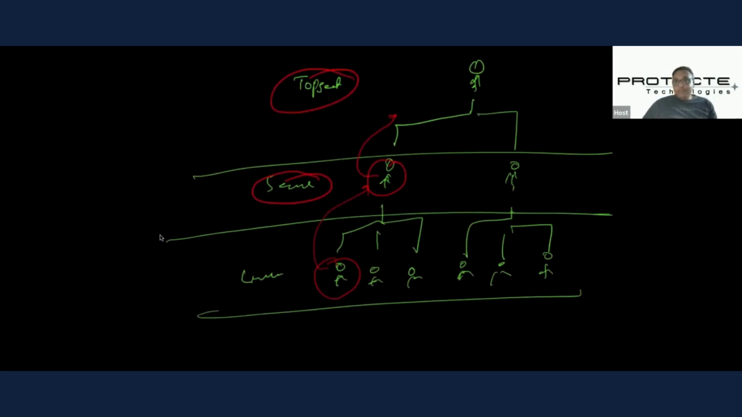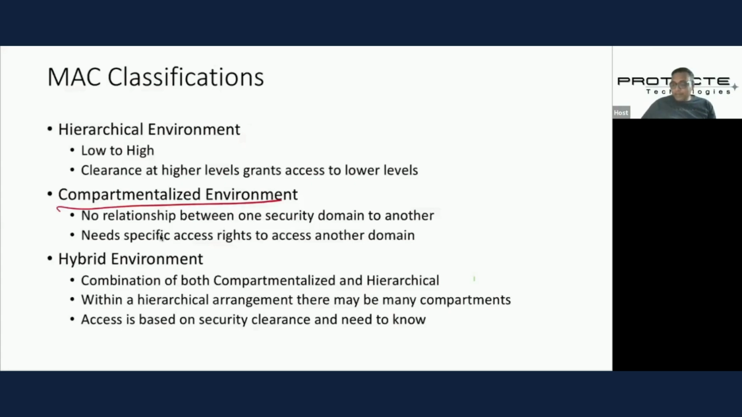Generally, in armed forces, we follow this hierarchical system. Why? Because when you are young, you have access to some limited information. Then you grow up, you become a colonel or a brigadier, you have access to secret data. Then you become a general, you have access to top secret data. This is called a hierarchical arrangement.